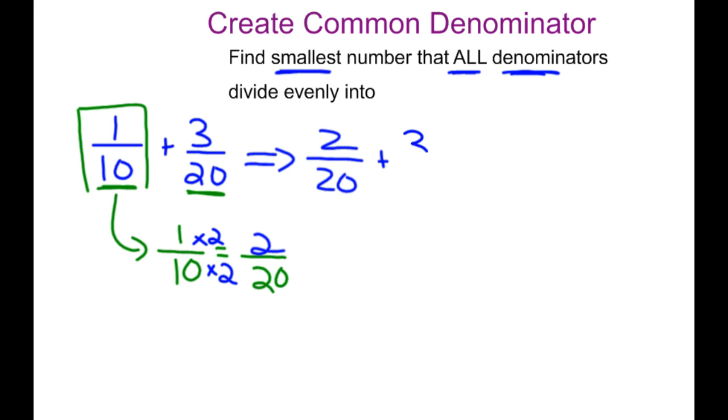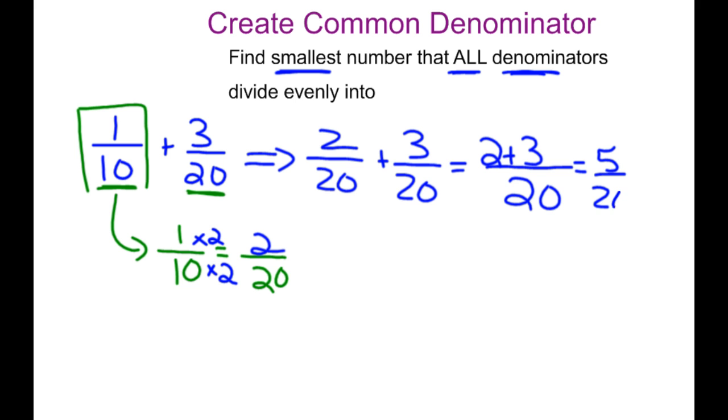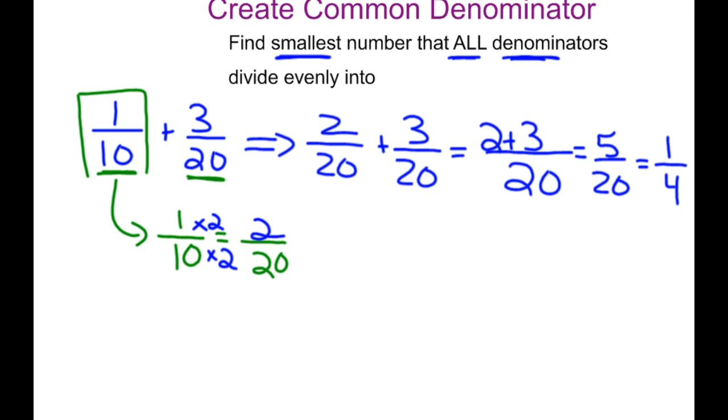We want to add that to 3 over 20. And now our denominators are the same, so the denominator comes along, and we simply do the operation in the numerator. And that's going to give us 5 over 20, which we could reduce to 1/4. Let's try a second example.